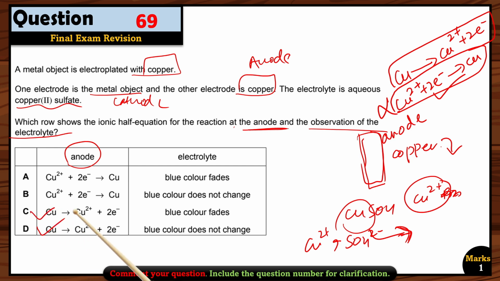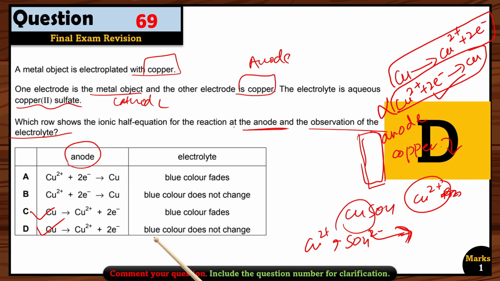So now what about the electrolyte? What about the color change? The color will change or not? That is the question. The color will not change, okay? The color will not change. Why? Because the anode, it's releasing the ions, right?